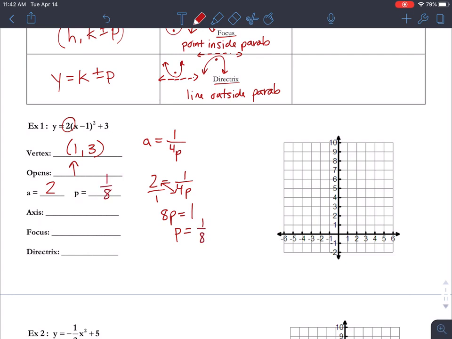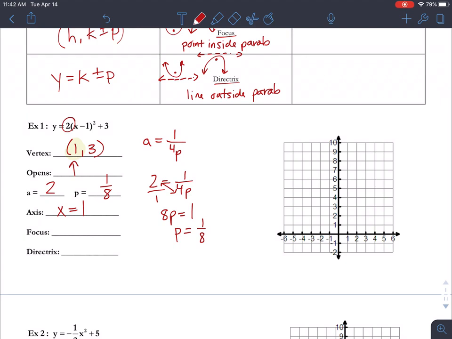You're gonna get fractions a lot. That shouldn't be super surprising, so don't be alarmed. And then let's find the axis of symmetry. Axis of symmetry is pretty easy because it's always whatever, in this case for a vertical, it's whatever the x value is. It's gonna be x equals 1. And it's an equation of a vertical line, so you wanna put x equals.